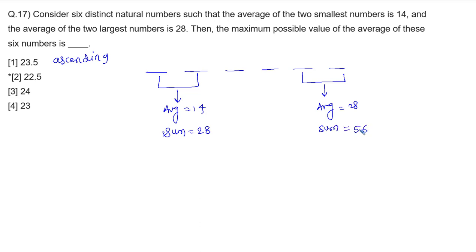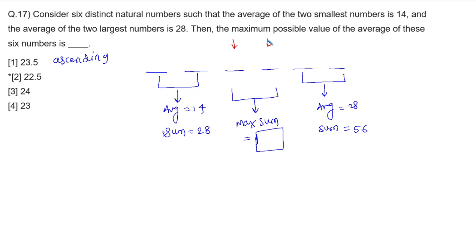So now the sum of the first two and the last two is fixed. We need to find the maximum average. So we need to maximize the sum of these two numbers. Let's have a look at it. Let's do some trial and error. So I want to maximize these two, and this is in ascending order.